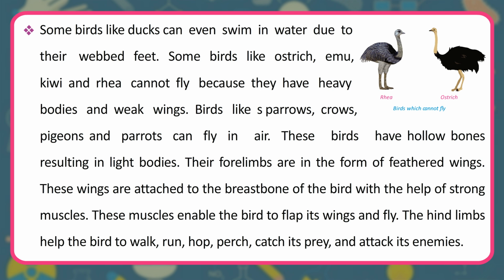Birds like sparrows, crows, pigeons and parrots can fly in air. These birds have hollow bones resulting in light bodies. Their forelimbs are in the form of feathered wings. These wings are attached to the breastbone of the bird with the help of strong muscles. These muscles enable the bird to flap its wings and fly. The hind limbs help the bird to walk, run, hop, perch, catch its prey, and attack its enemies.